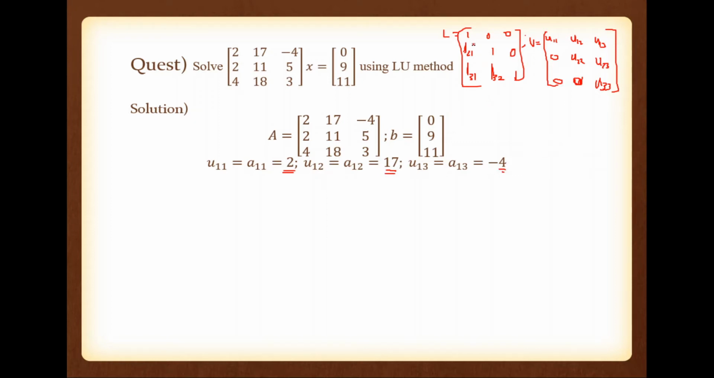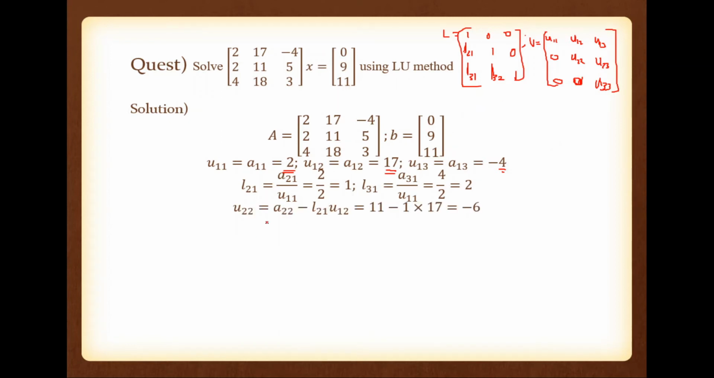Now we are finding the first column of L by using first column of A. So first one, L21, that is equal to A21 divided by U11, that is equal to this 2 divided by this 2, so that is equal to 1. Similarly, L31 is equal to A31 divided by U11, that is equal to this 4 divided by this 2, so that is equal to 2. Then we are going to find the second row of U, U22, U23.